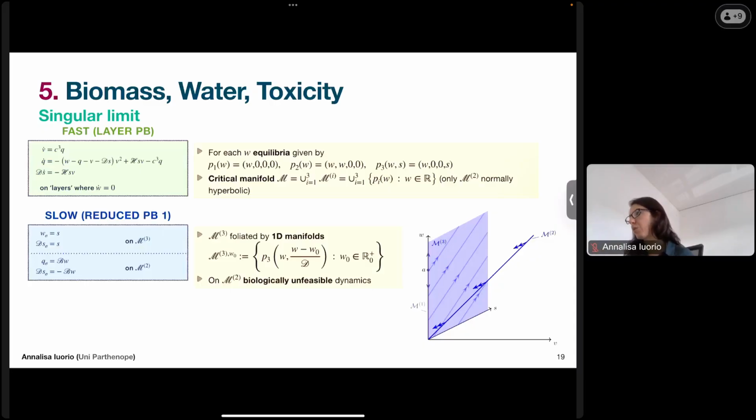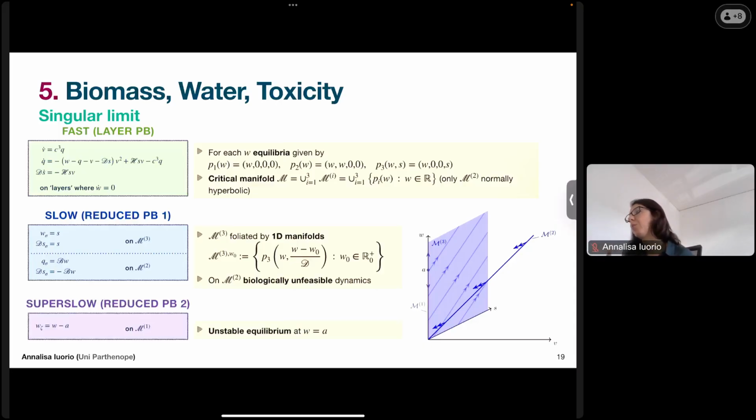Then in the slow scale, if we set delta 0 on the slow scale, we end up with the first reduced problem. This reduced problem gives us the dynamics on the critical manifolds, but again, basically the dynamics on M2 are biologically unfeasible because they would bring you to negative values of S, and S for us is a positive value, the non-dimensional version of toxicity, so it cannot be negative. So you only look at the slow dynamics on M3, and this is what you have over there.